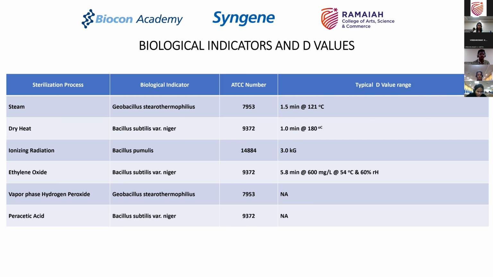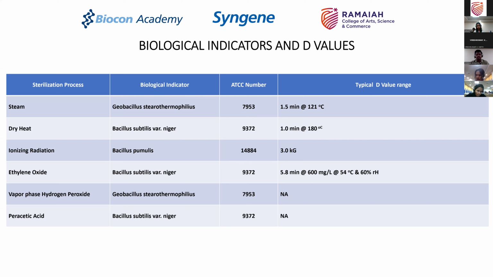Ionizing radiations are normally measured in terms of kilogray, and when we measure something in terms of kilogray, then you have to use a different kind of indicator. Bacillus pumilus is the one which is used. The ATCC number is 14884. Ethylene oxide again uses Bacillus subtilis, but it has a D value of 5.8 minutes at 600 milligrams per liter concentration at 54 degrees centigrade and 60% RH.